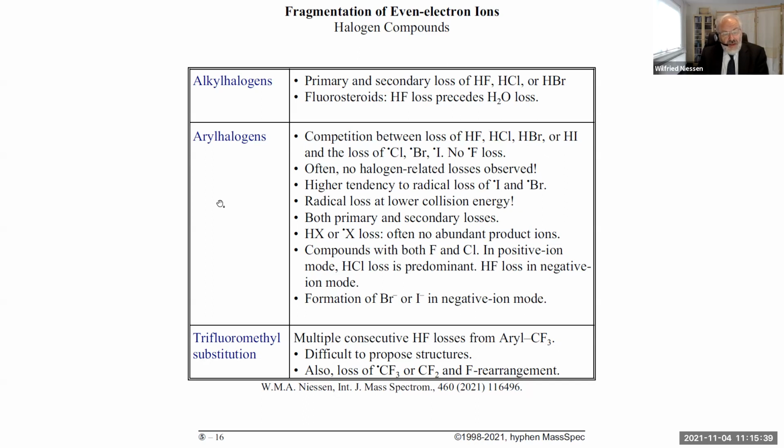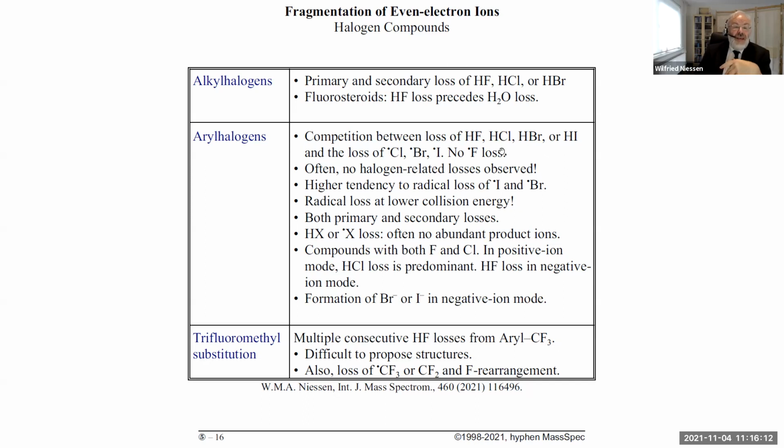Okay. There's quite a lot of things to tell about halogens sitting on aromatic rings. First of all, you have to be aware of the fact that in quite many spectra of aromatic halogenated compounds, you don't see any fragmentation related to losses of halogens. So sometimes you do, sometimes you don't.